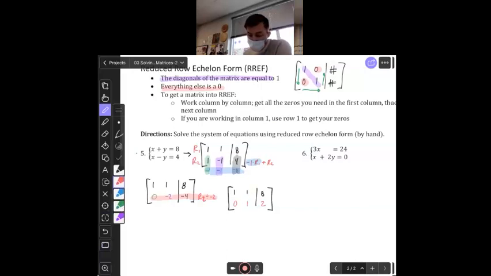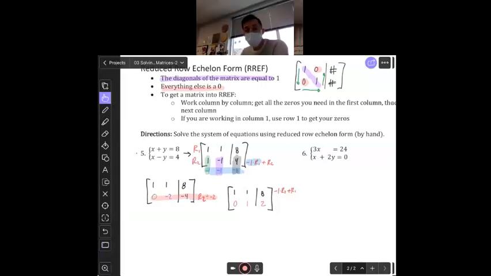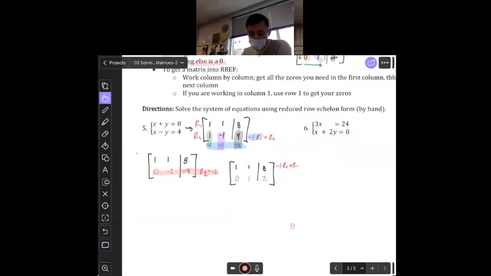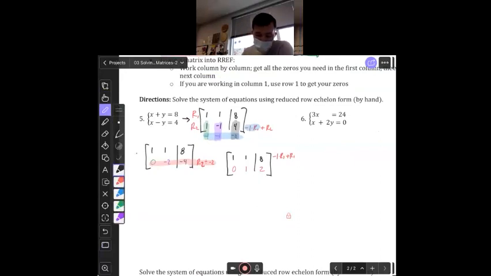But I'm changing row 1. I'm trying to change that, so I'm going to write it next to row 1. -1 times row 2 plus row 1. But because I'm not trying to change row 2, I'm immediately going to go and write row 2 down. So 0, 1, 2, so I don't accidentally mess it up.